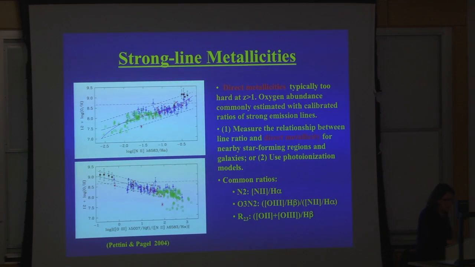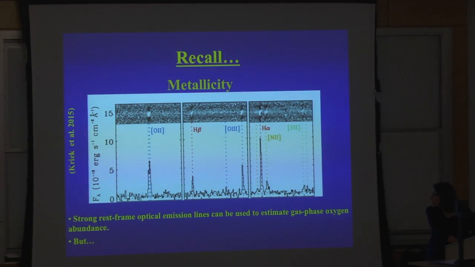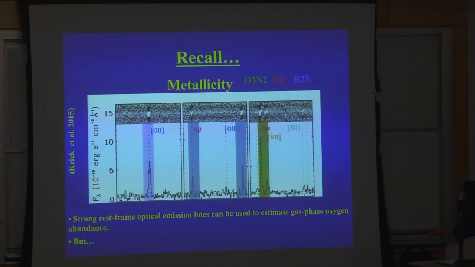And this is just showing you visually. Here, this would be N2 to H alpha. Here's O3 to H beta divided by N2 to H alpha. This is that R23 one, O2 plus O3 divided by H beta. And you can see these lines are detected in our MOSFIRE spectra. So in principle, we can do this with MOSFIRE for our redshift 2 galaxies.